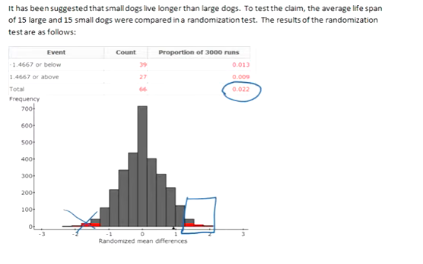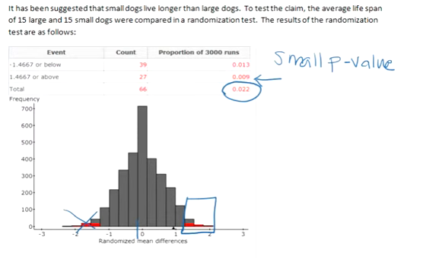Now what we can see from this is that if we are above 1.4667, which was the original difference that they found in the average for the large dogs and small dogs, we end up getting a p-value of 0.009. This is a small p-value. Remember, with small p-values, what this means is that the null hypothesis is likely not true.